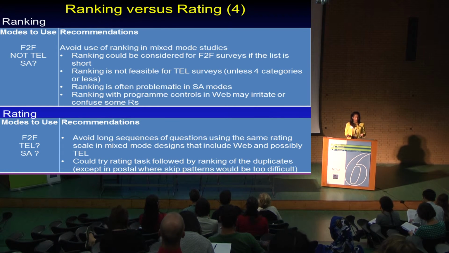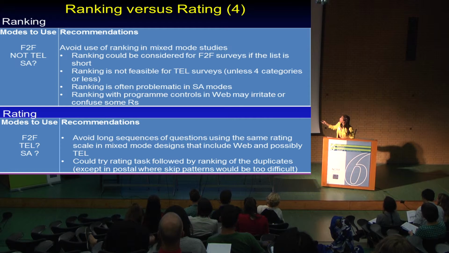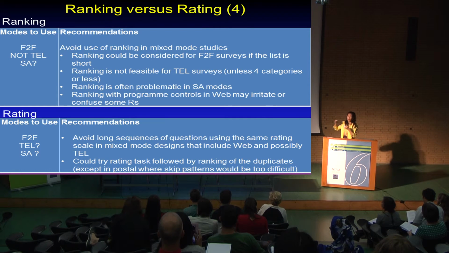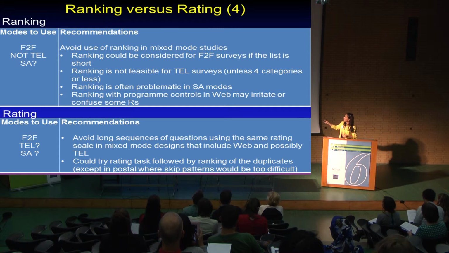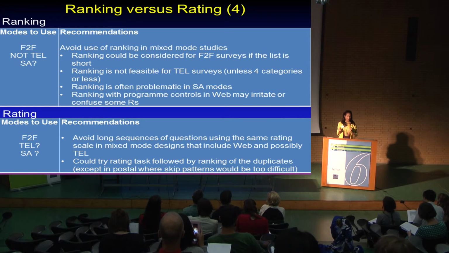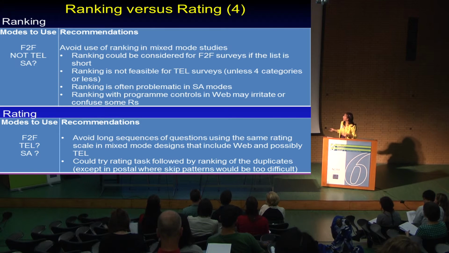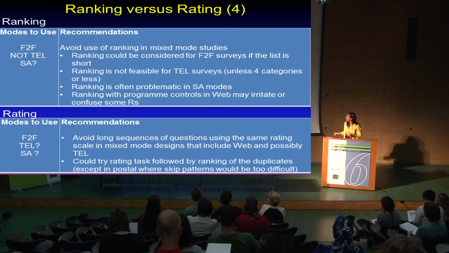So recommendations, ranking. We could use it in face-to-face, but remember it's more difficult the longer the list. Problematic in telephone, you can't call somebody up and give them 9 items to think about in their head and put in order at the same time. Maybe 3 categories, maybe 4, you might get away with it. Ranking's often very problematic in self-administered modes because people don't do it right. They like duplicates, they like skipping things. And then you think, well, the web survey will just enforce this, but rather than doing that, you may just irritate or confuse people and they break out of your web survey.